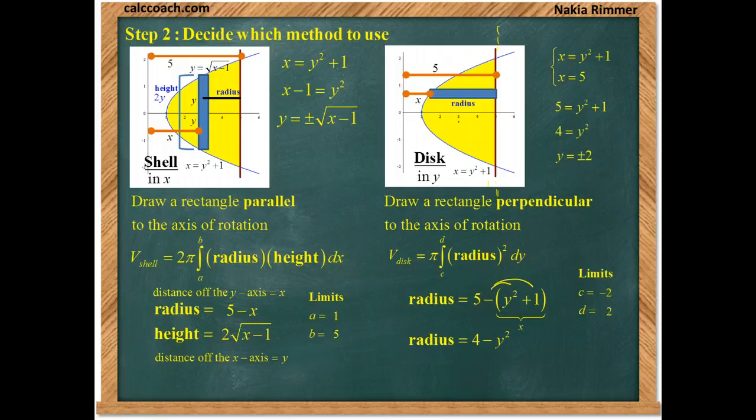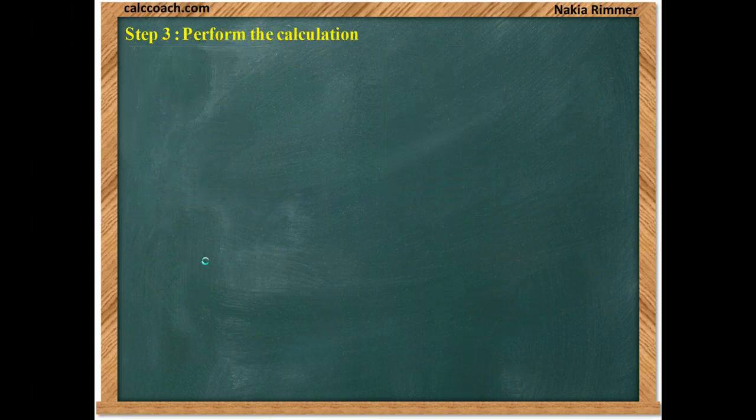So we have the setup for the disk formula. That is going to be pi times the integral from negative 2 to 2 of that radius, 4 minus y squared, quantity squared. And this is going to be an easier integral to do than one that we would get by multiplying these two guys together using shell. So let's go to the third step in the process. Let's go perform the calculation.